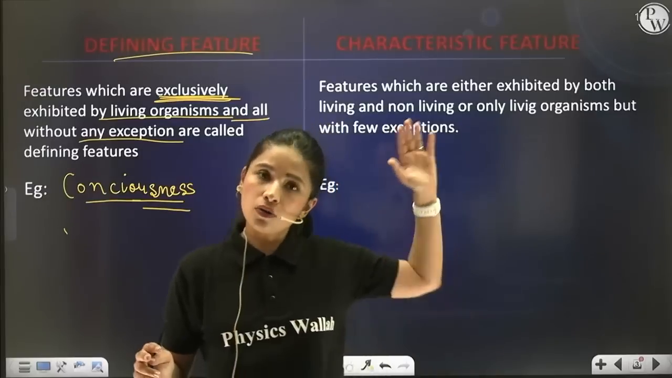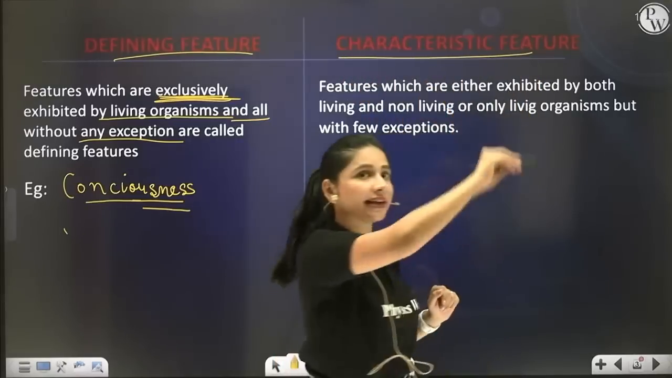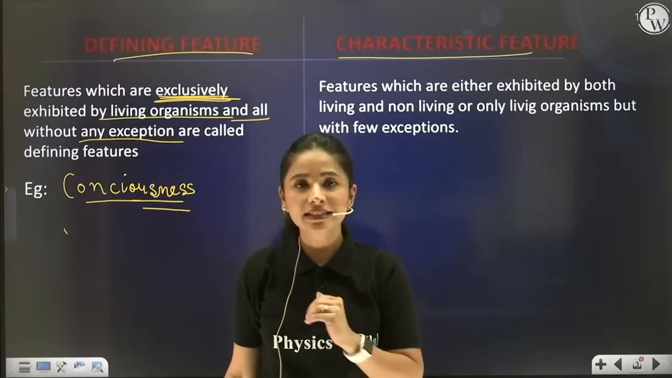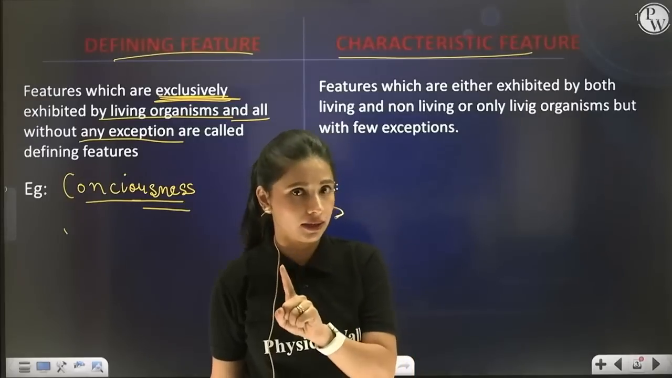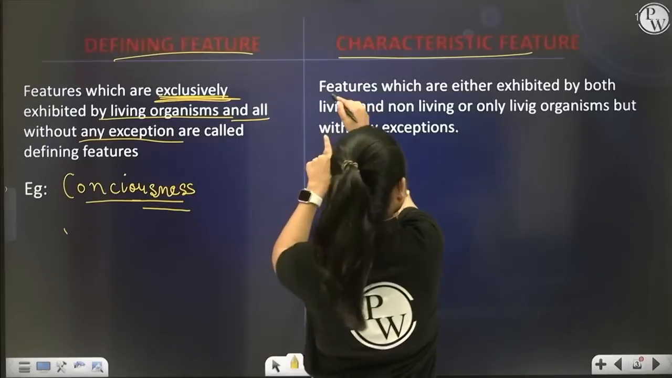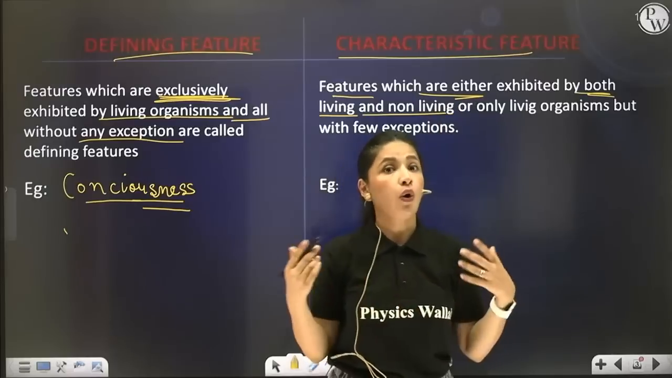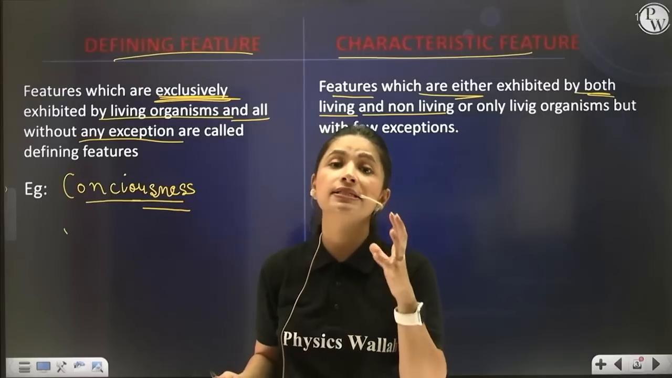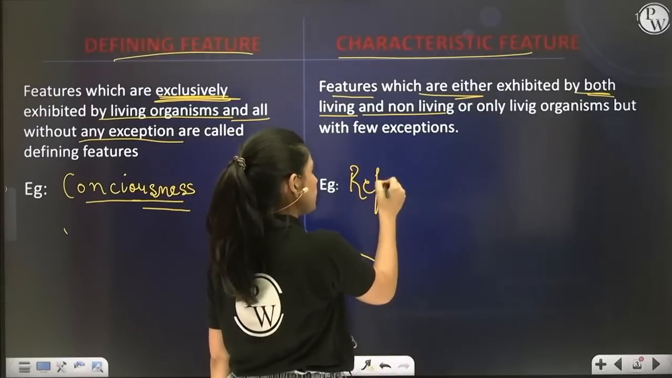Correct? On the other hand, the other type of features are characteristic features. Now, what are characteristic features? Characteristic features, my dear students, are those features which are either exhibited by both living and non-living, right? Features which are either exhibited by both living and non-living, or only by living organisms but with a few exceptions. Like for example, if I talk about reproduction.